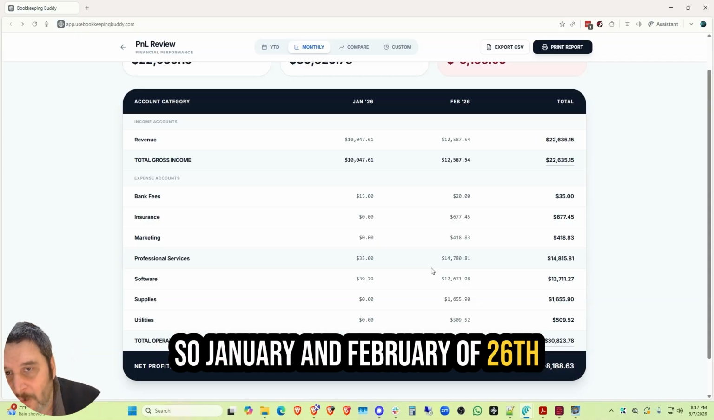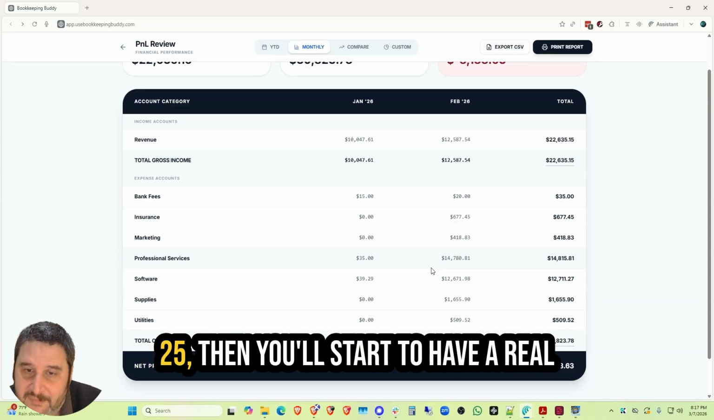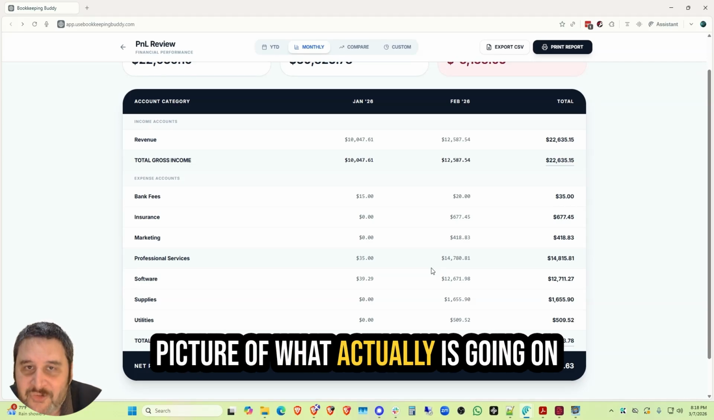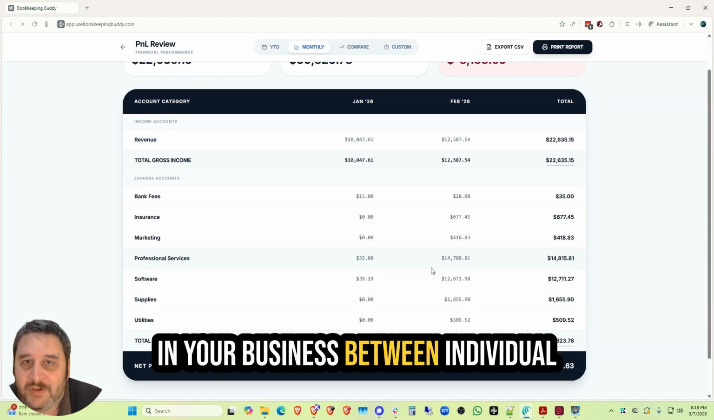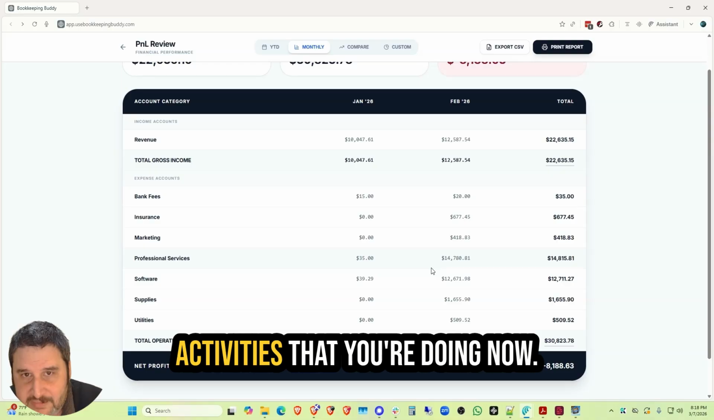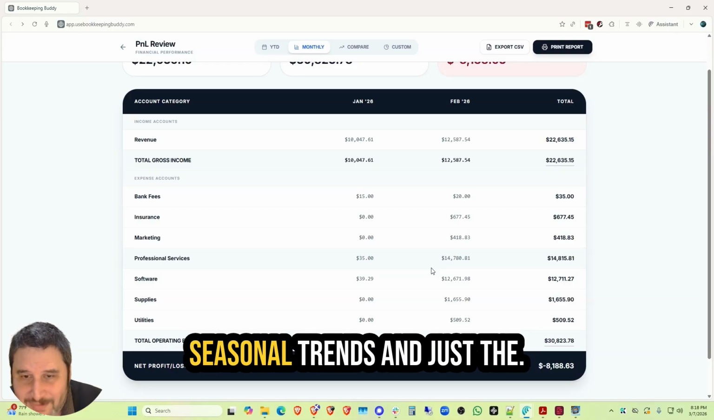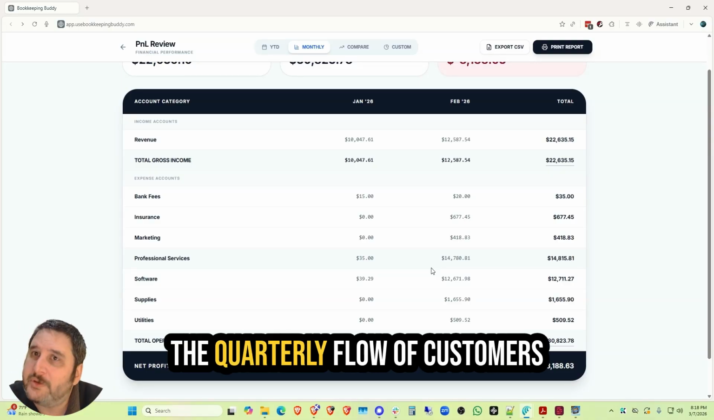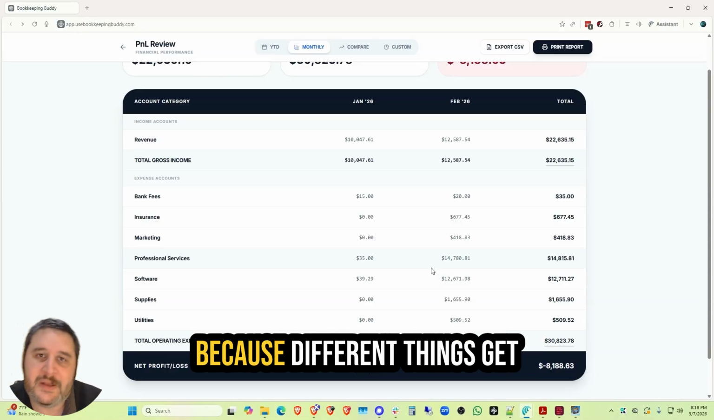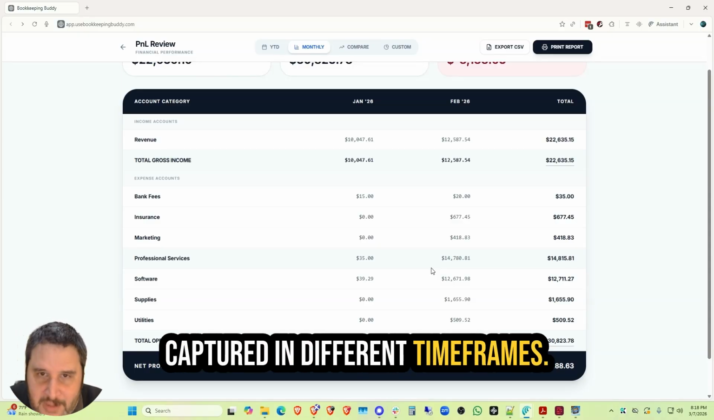So January and February of 26 compared to January and February of 25. Then you'll start to have a real picture of what actually is going on in your business between individual activities that you're doing now, seasonal trends, and just the quarterly flow of customers and expenses and everything, because different things get captured in different time frames.